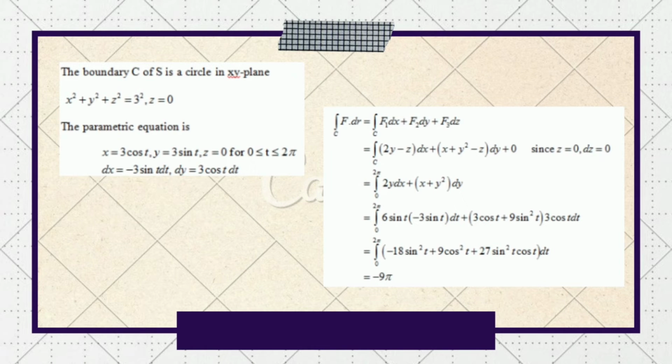To solve this question, first we change it to a parametric equation. Then the range is 0 to 2 pi. We set x equal to 3 cos t. We differentiate it and it becomes negative 3 sin t dt. Then we set y equal to 3 sin t, and differentiate it, and it becomes 3 cos t dt. So now we insert the values into the formula and do the integral. Finally, we will get the answer negative 9 pi.